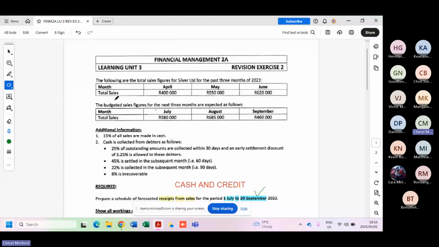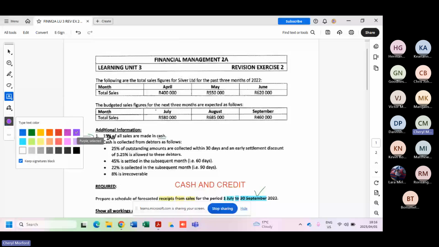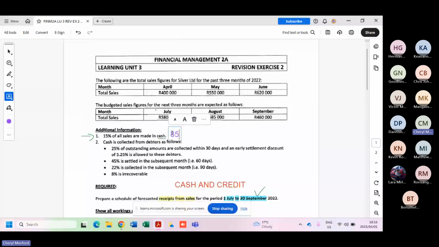We're going to split the sales into two, and for the moment, we're going to focus on the credit sales, the debtors, in fact. If you have a look over here, we see some information in point number 1. It says 15% of all sales are cash. That's not what we want right at the moment. We want the equivalent for credit, so obviously 85% will be credit sales. That's going to be the very first thing we do.